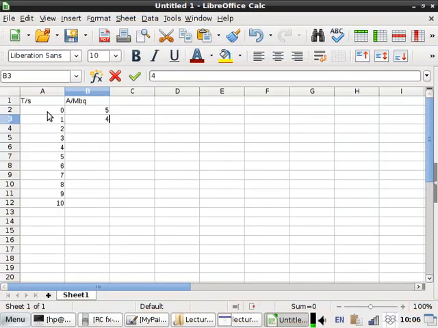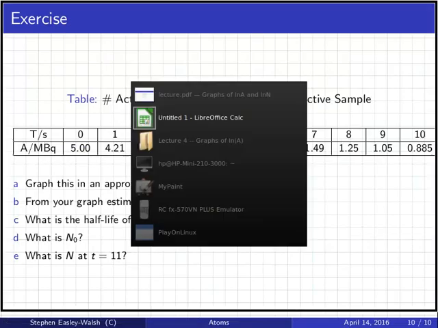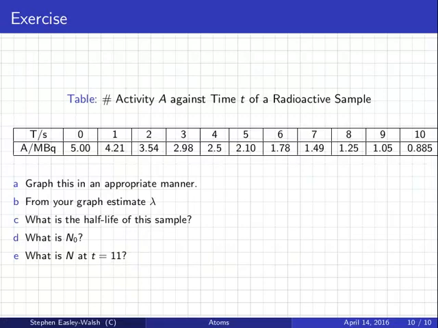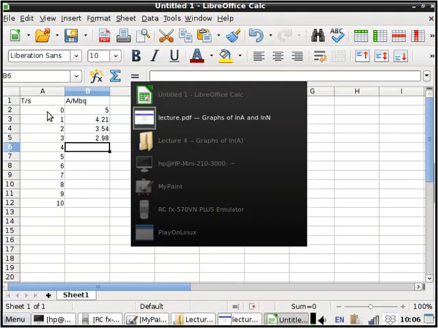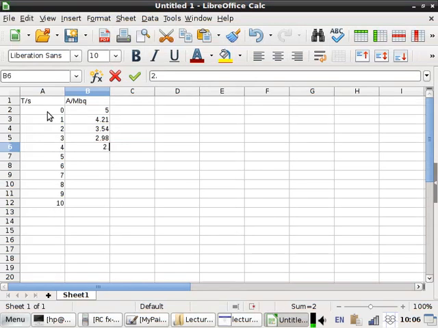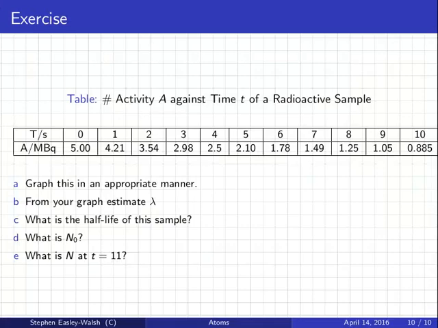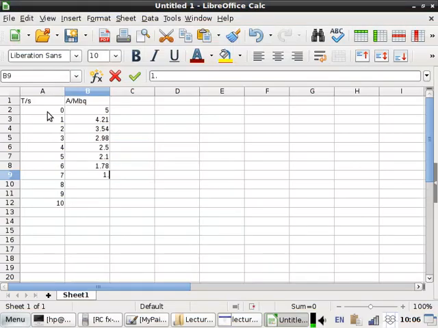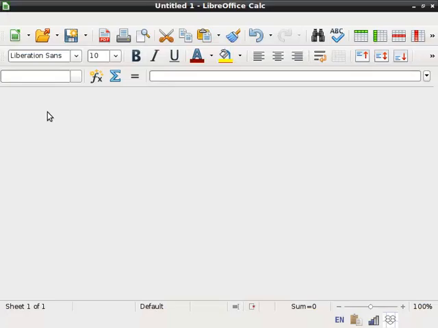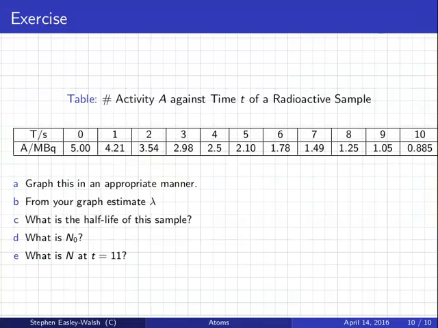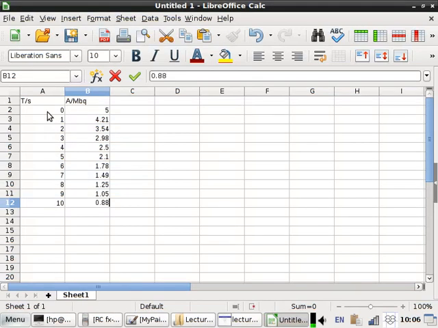5, 4.21, 3.54, 2.98, 2.5, 2.10, 1.78, 1.49, 1.25, 1.05, 0.885.